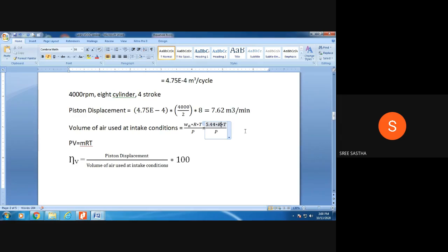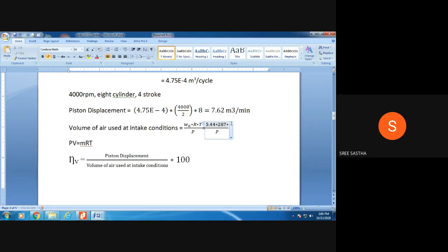R is a gas value. You should know that: 287, or 0.287 kilojoule per kilogram Kelvin. So here I am putting 287. Then only the unit will be looking at it. I will be explaining to you how.